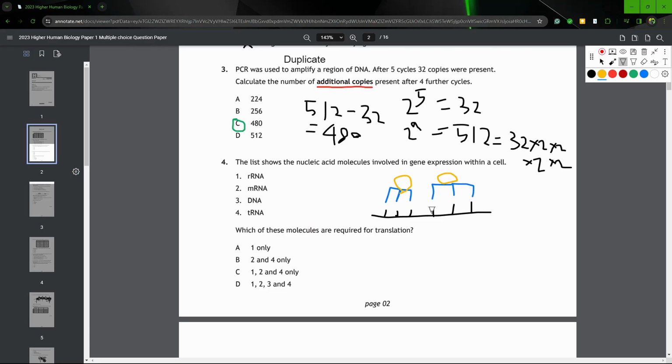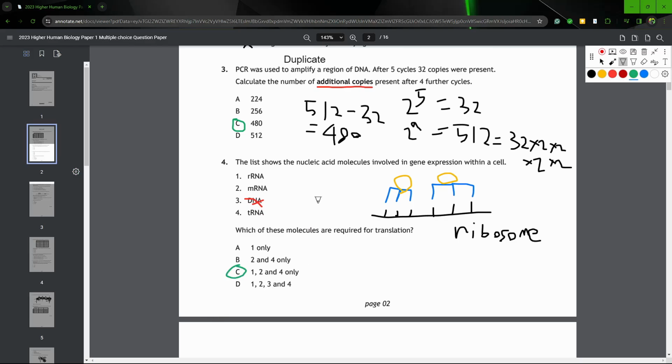But remember, where does translation take place? That's right, in the ribosome. And we need the ribosome for translation to happen. And rRNA, you can remember our ribosomal RNA is a part of the ribosome, so we need it. But DNA, that's all the way back in transcription. We don't actually need DNA for this specific bit. We just need rRNA, mRNA, and tRNA. So the answer would be C.